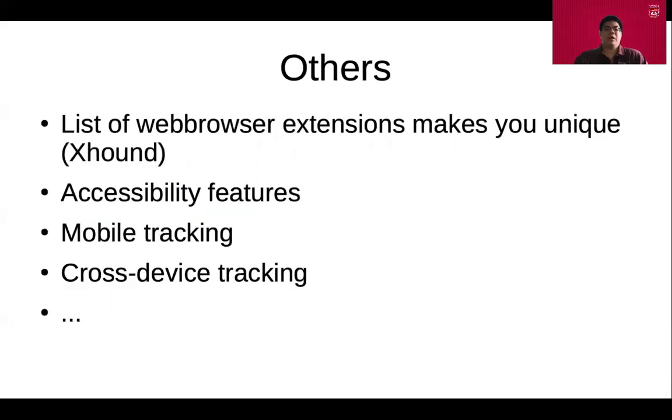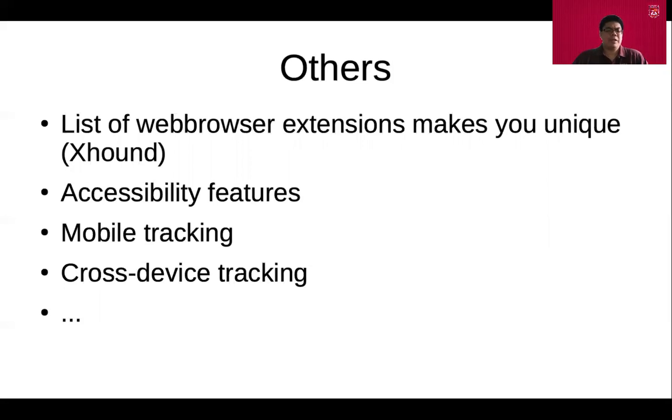And there are other things. A lot of you probably have web browser extensions installed. Think of ad blockers, Rakuten, or Amazon price tracking extensions. There was a paper, XHound, from a few years ago that found that browser extensions also make you unique. If you can get a list of web browser extensions, all the extensions you have installed make you pretty unique, because not everybody will have the exact same set of extensions installed.